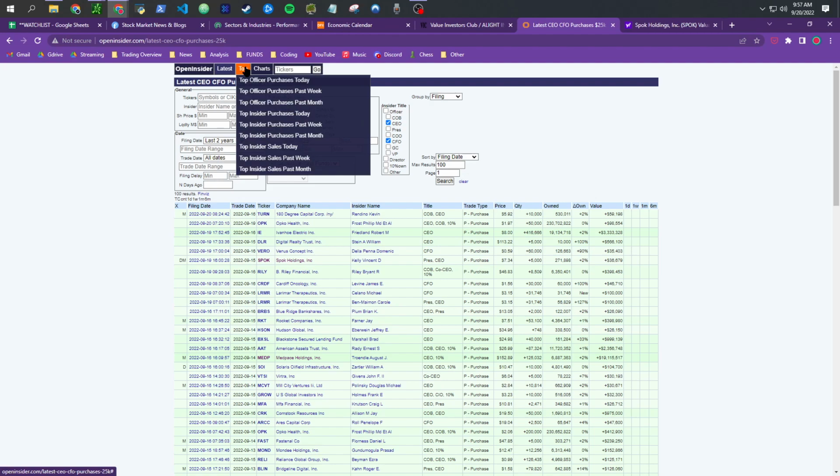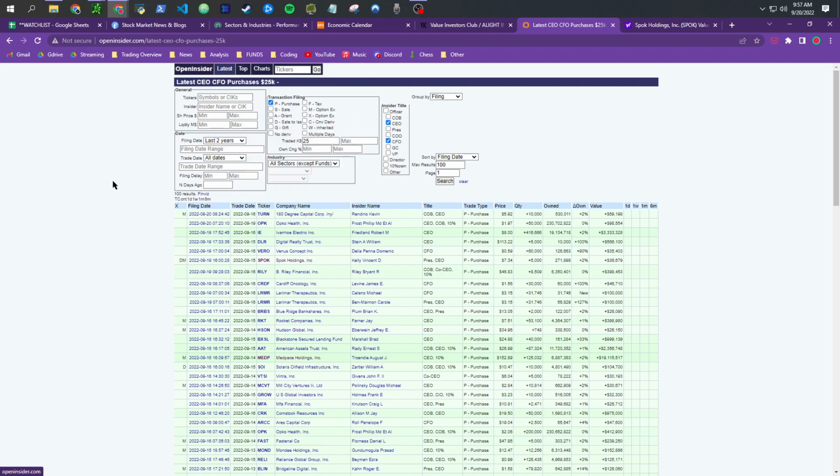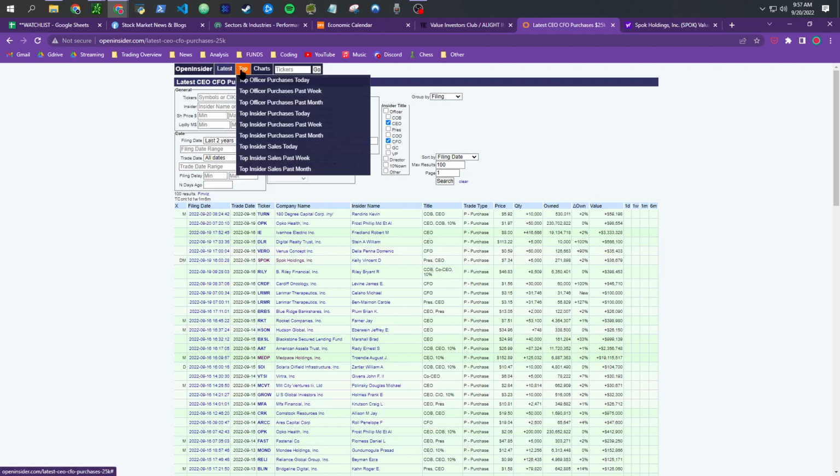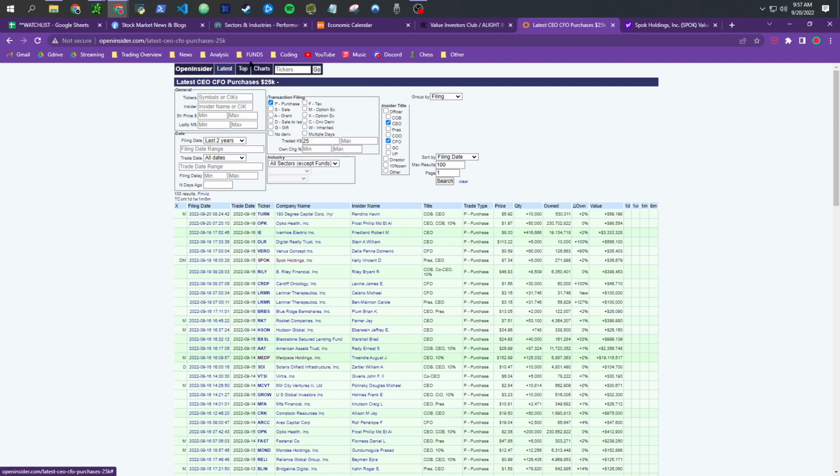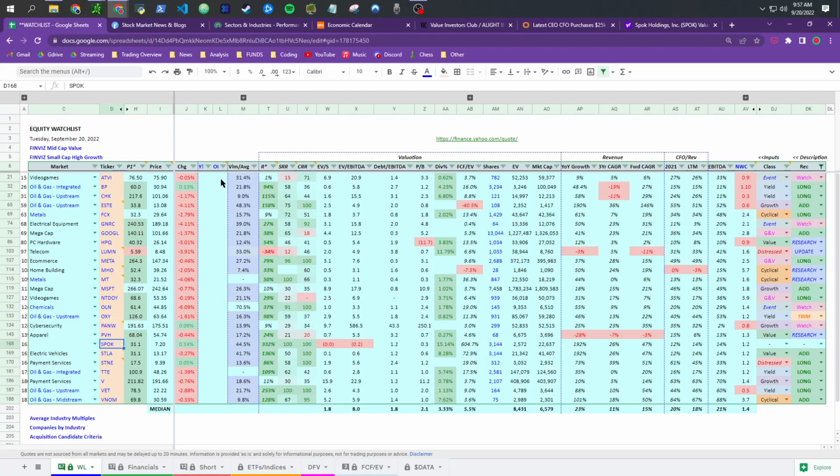So yeah, that's Open Insider, and you can sort it. Obviously you have all these other filters. You can sort it however way you want. So yeah, I try to rely on this pretty heavily. I even have a little shortcut here for every stock that I either currently own or I'm looking into.